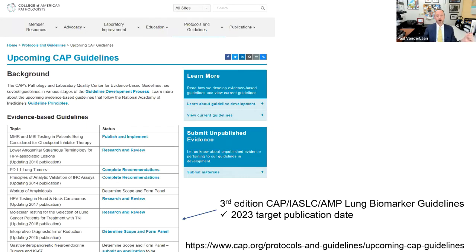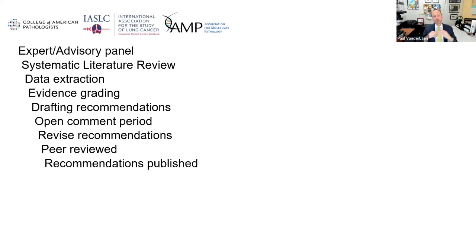And what will we be seeing? The strength of these CAP guidelines is the depth of the work that goes into compiling them, including the advisory panel, the systematic literature review with detailed data extraction, evidence grading, the drafting of the recommendations, and then the open comment period and the peer review. This is a very in-depth process, but unfortunately it takes up to 2 to 3 years from start to finish, from when the process is initiated to when the guidelines are actually published. And that's really a lifetime when talking about non-small cell lung cancer.